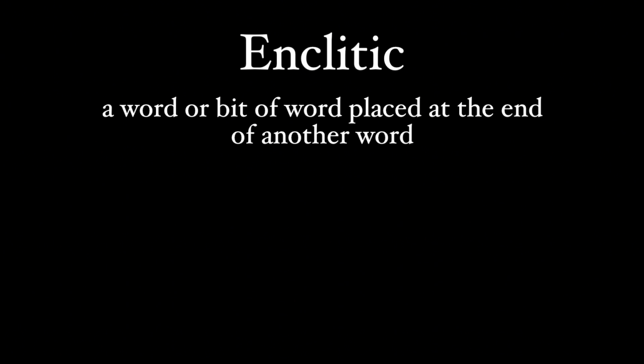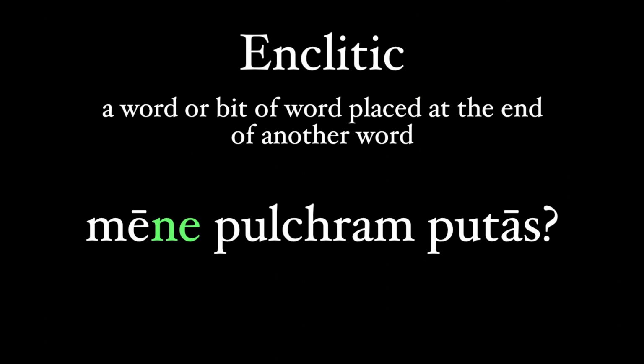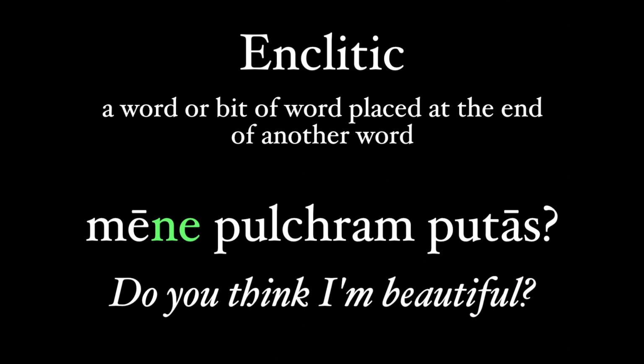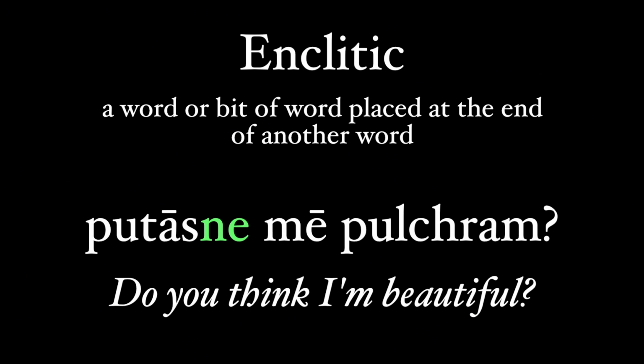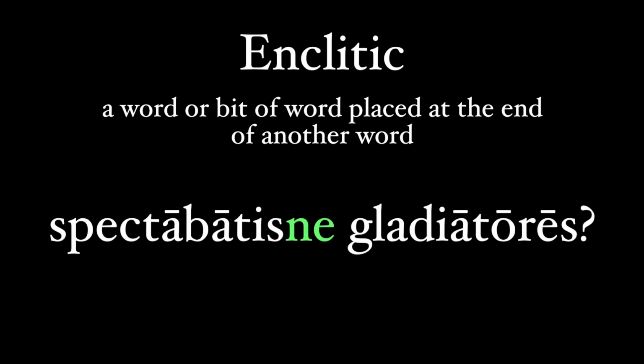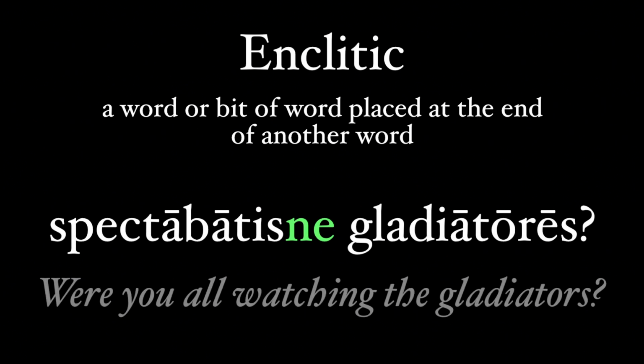In Latin, the enclitic is -ne, put at the end of the first word in the sentence. So something like this: "Mene pulchram putas?" Do you think I'm beautiful? Even if we rearrange our word order, which we can do because this is Latin, the -ne still falls at the end of the first word. "Putasne me pulchram?" Here's another. "Spectabatisne gladiatores?" Were you all watching the gladiators?